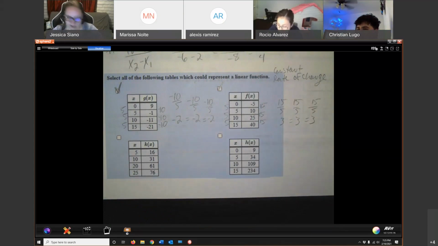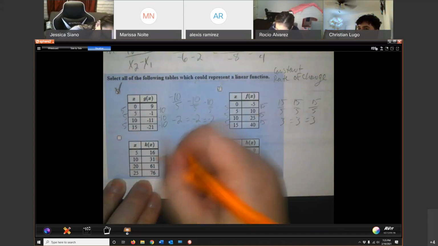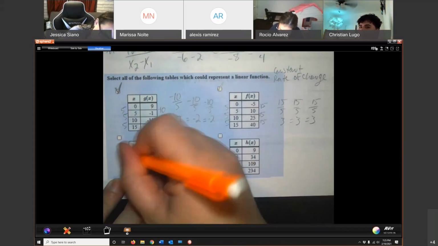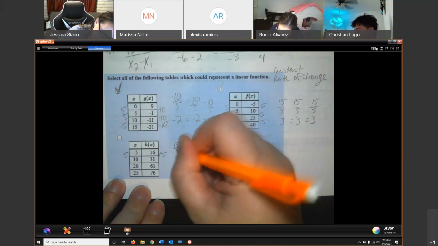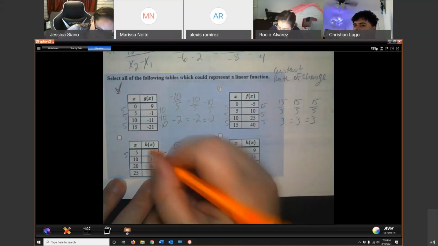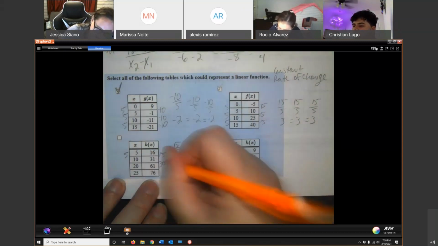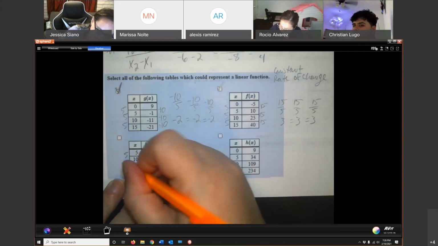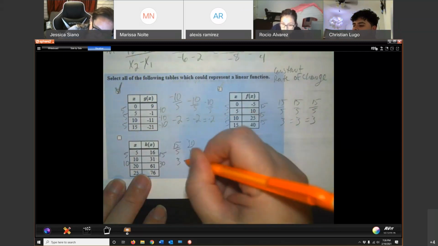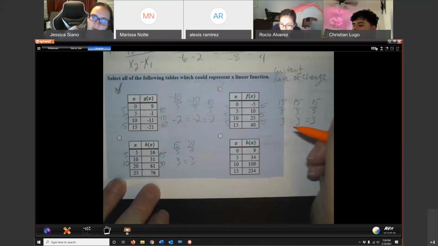Okay, let's keep going. From 16 to 31 is 15. From 5 to 10 is 5. So here I get a slope of 3. From 31 to 60 is 30. From 10 to 20 is 10. But 30 over 10 means I still have a slope of 3.